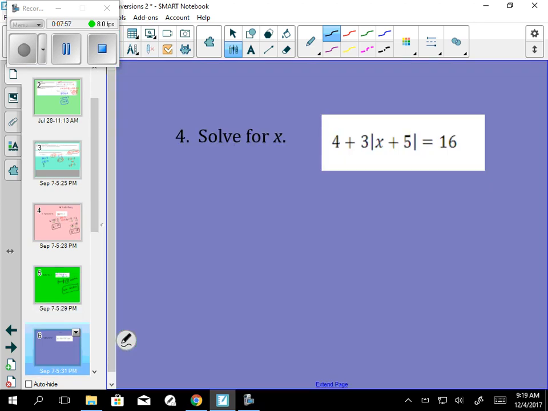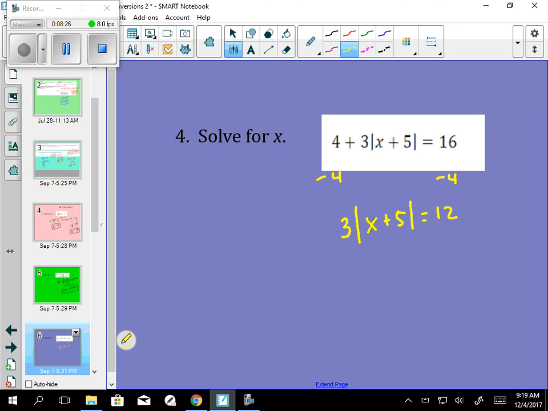Okay, next one, again, we want to solve. So in order to tell if this is going to be a no solution problem or not, first thing we want to do is get all that other junk away from our absolute value here. So our 4, let's minus 4 to the other side. When we do that, now we got this. That'd be 12. Okay, now we want to get that 3 to the other side.